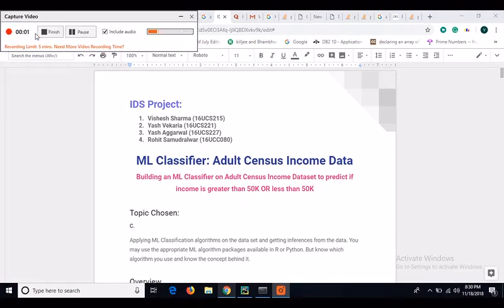Hello everyone. Our topic for the IDS project is the Adult Census Income Dataset. We are building an ML classifier algorithm on the Adult Census Income dataset to predict whether the income of a person is greater than 50k or less than 50k.